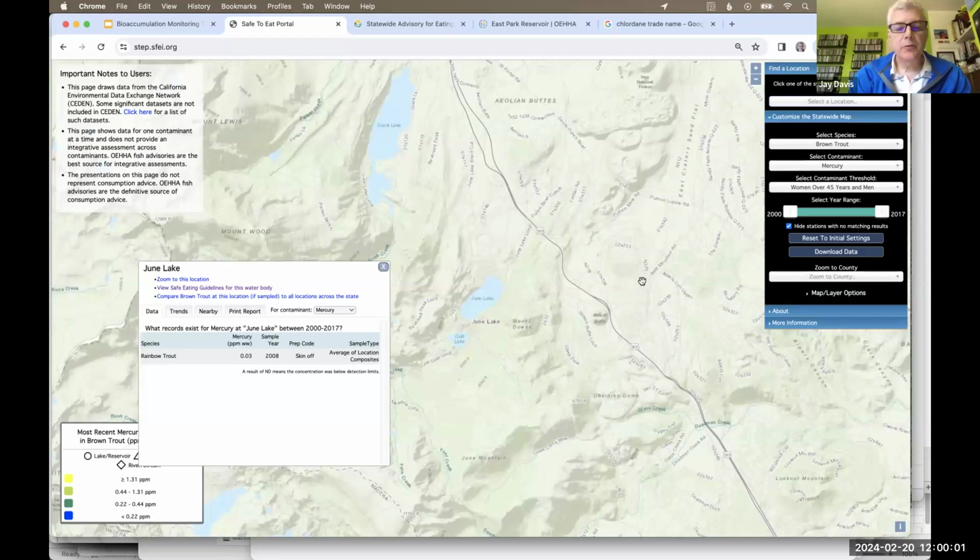Yeah, this website shows all data that are available, whether there's an advisory or not, or whether it's listed or not. It just shows all the data. It's mainly the SWAMP data, but the monitoring by SWAMP has been pretty extensive since 2007, and it's got some other data sets included as well. But it shows whatever's available for each location.